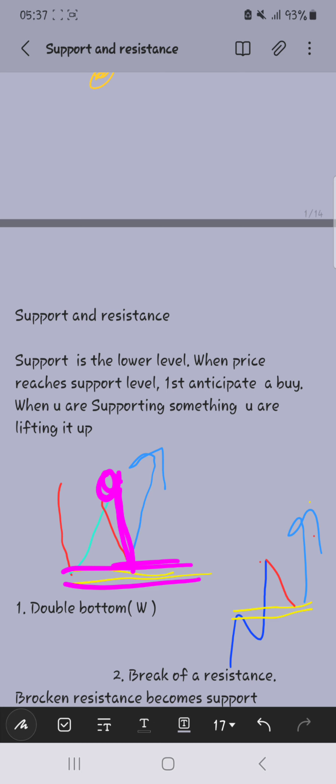So when price reaches a support level, what you have to first anticipate in your mind is that you are going to buy. You are anticipating a buy. We haven't gone much further into the detail, but what you have to keep in mind is that when the market is approaching a support level, we have to buy. That's all you have to keep in mind.